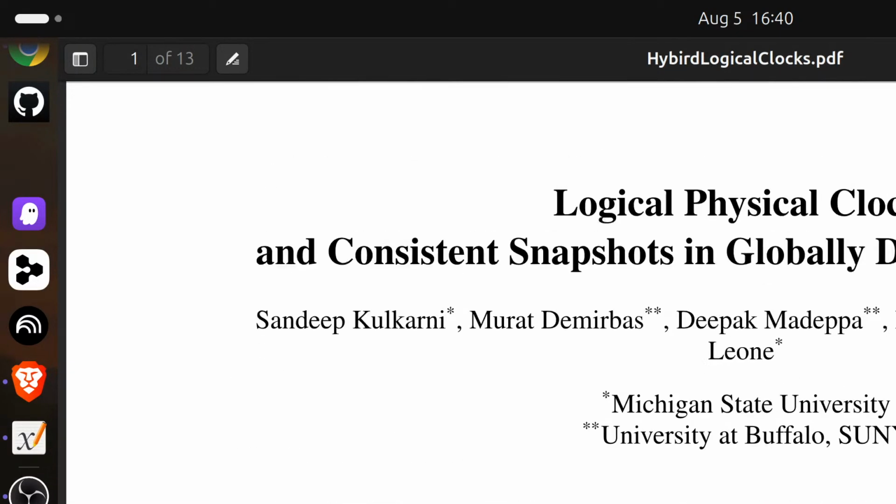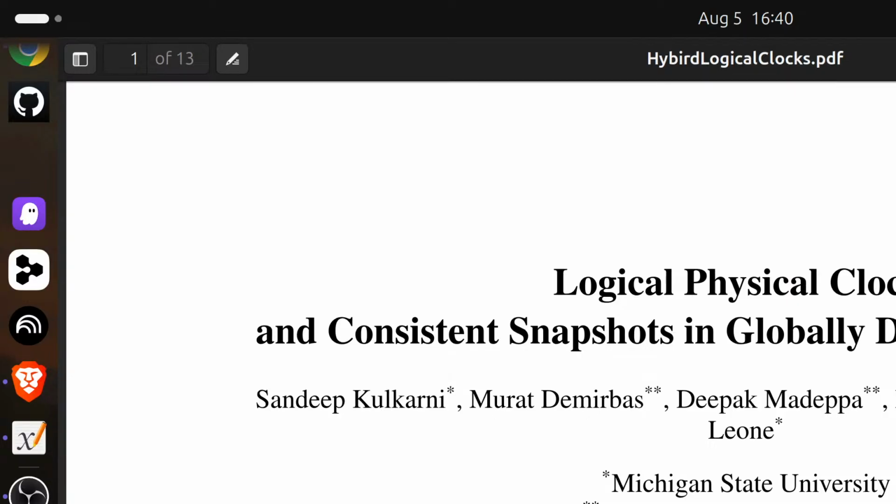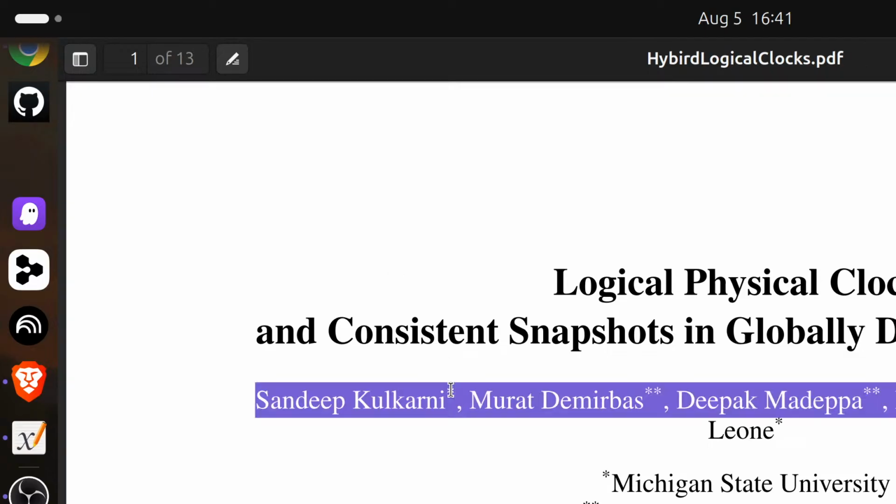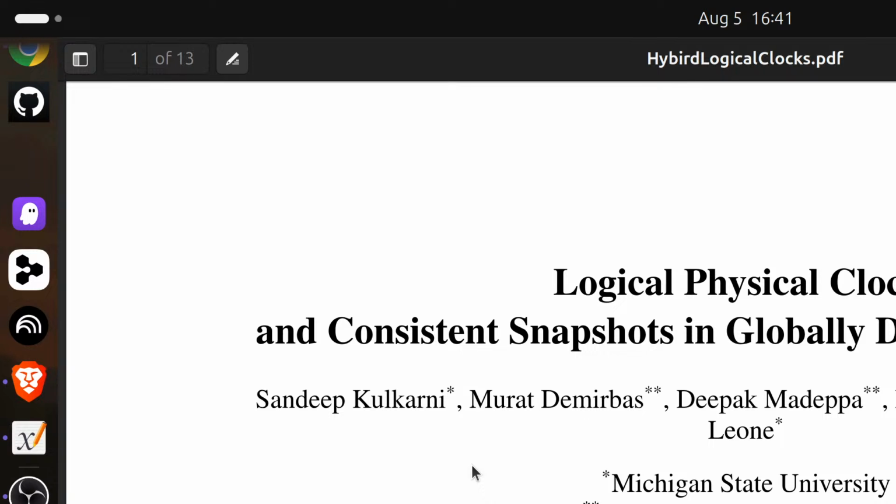So let's understand. The name of the paper is Hybrid Logical Clocks: Logical and physical clocks. Inconsistent snapshots in globally distributed databases. Written by Sandeep Kulkarni, Murat Demirbas, Deepak Madeppa, Bharadwaj Avva, and Marcelo Leone, from Michigan State University and University at Buffalo.